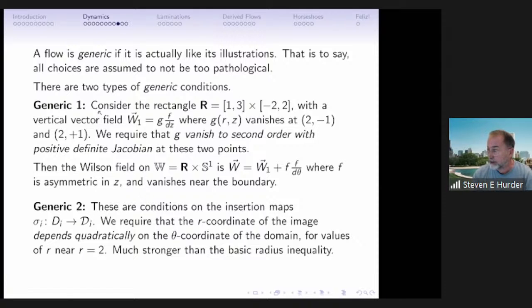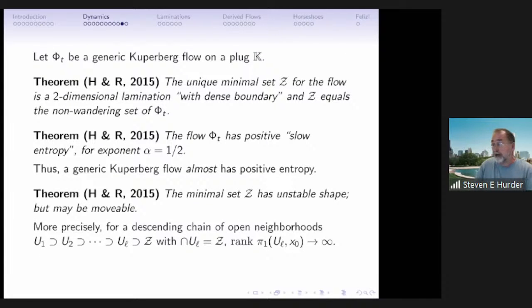They're spelled out in more technical detail in the work with Anna, in the book. But if you make these assumptions, then you end up with theorems. That was the key point: not just to know these constructions by heart, but to actually be able to prove things about them. So the first thing is the amazing fact that the minimal set is a lamination.